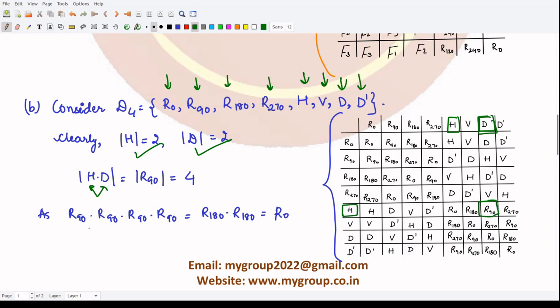And what is the order of R90? It is 4. Why? Because R90 into R90 is R180, and doing it again, both of them give you R180.